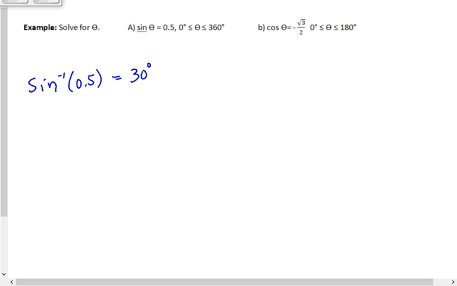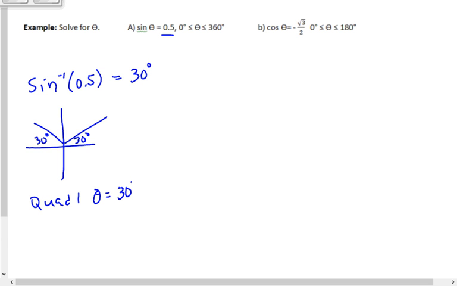So we're working here with a positive value for sine. So that is quadrant 1 and quadrant number 2. So we've got a 30-degree angle here and a 30-degree angle here. We need to figure out what the two angles are. In quadrant 1, theta would just be 30 degrees, okay? And in quadrant 2, we would want this angle measured, which would be 180 minus 30, which is 150 degrees, okay?